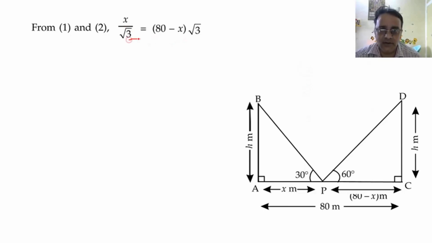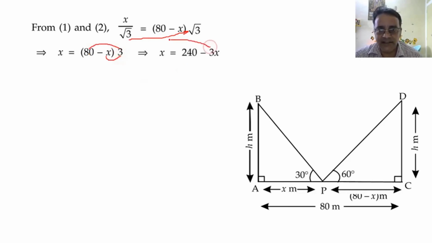into root 3. Now we will do cross multiplication. What we will get? Root 3 into root 3? 3. So x is equals to 80 minus x into 3. अब ये bracket open कर देंगे तो this will become 240 and this will become minus 3x. Okay, now we'll shift minus 3x to this side. Plus 3x हो जाएगा. So we'll get 4x. 4x is equals to 240. So what is the value of x? 60. Right, 60. So if x is equals to 60, what is the value of PC?